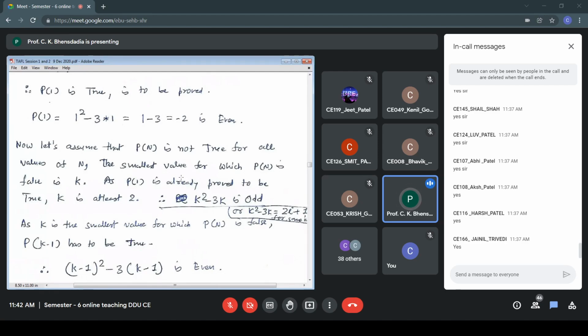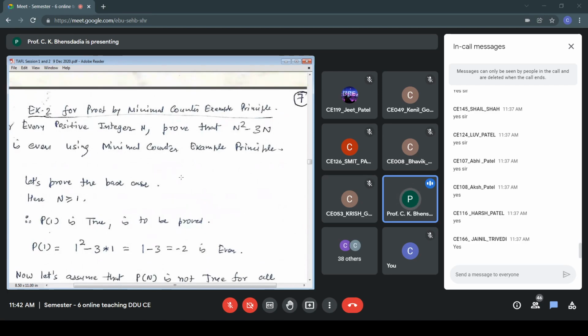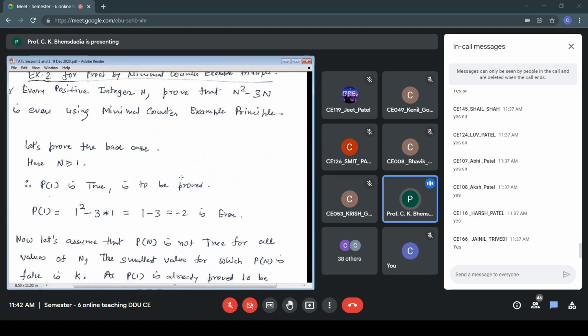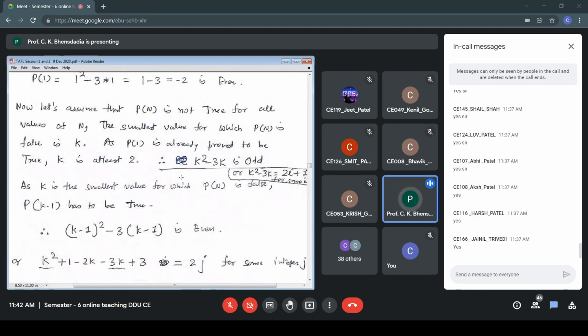So again, n equal to k minus 1 in my original expression becomes (k minus 1) square minus 3 into (k minus 1). That is even because P(k minus 1) is true. In the original statement, n square minus 3n, we are substituting n equal to k minus 1. That is even. So when we say even, it means (k minus 1) square minus 3 into (k minus 1) is equal to 2j.